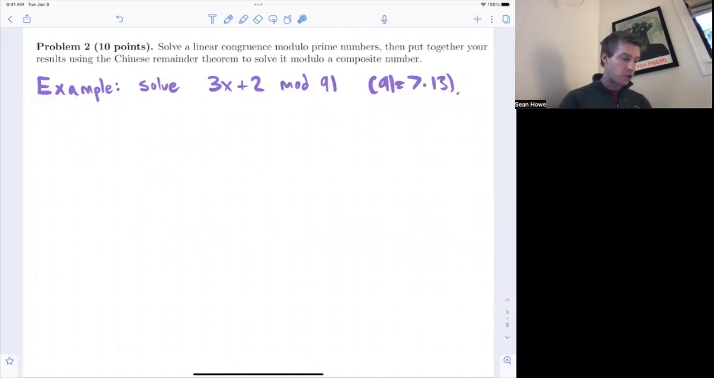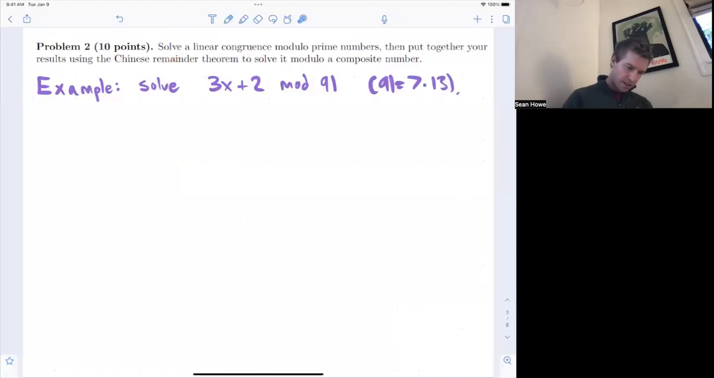These are more computational problems, illustrating that you know how to use the basic computational techniques we've introduced since the last exam. So let's go over these. Problem 2 is worth, again, 10. All of these are worth 10 points. You're supposed to solve a linear congruence modulo prime numbers, then put together your results using the Chinese remainder theorem to solve it modulo a composite number.